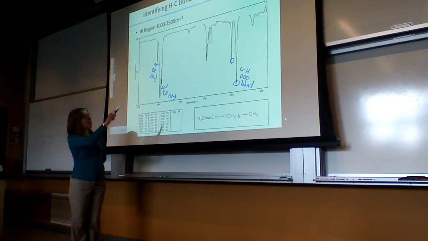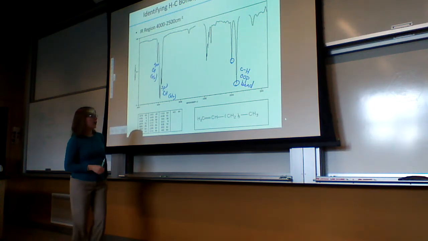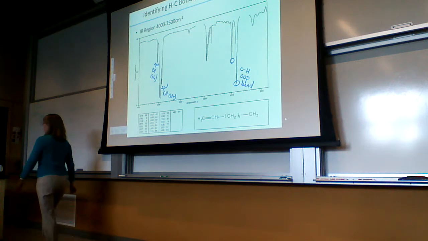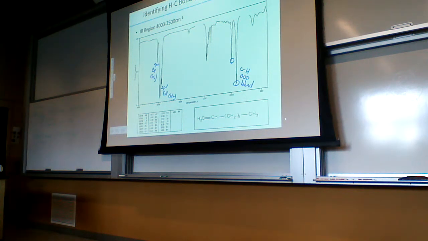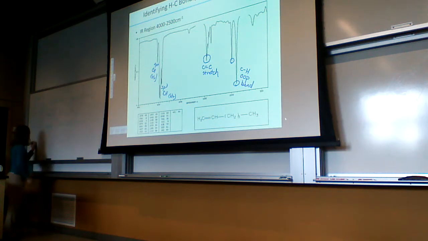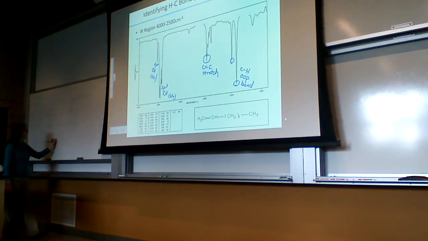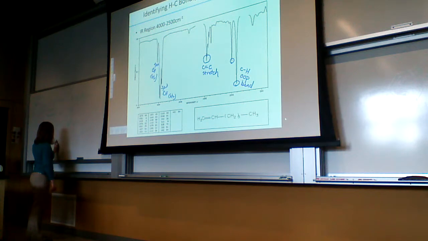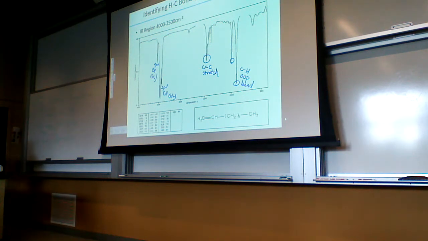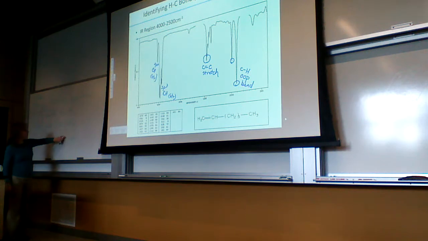On the middle rest of the spectrum, all we have is the carbon-carbon double bond, around 1,500, and that is the carbon-carbon double bond stretch. Typically, those are going to show up between about 1,650 and 1,500 centimeters to the minus 1.